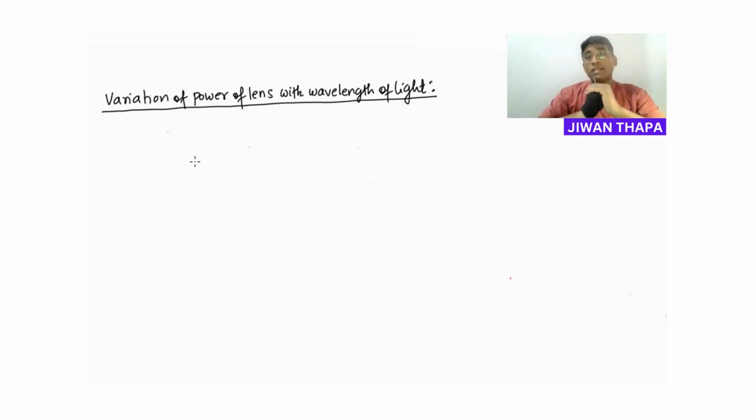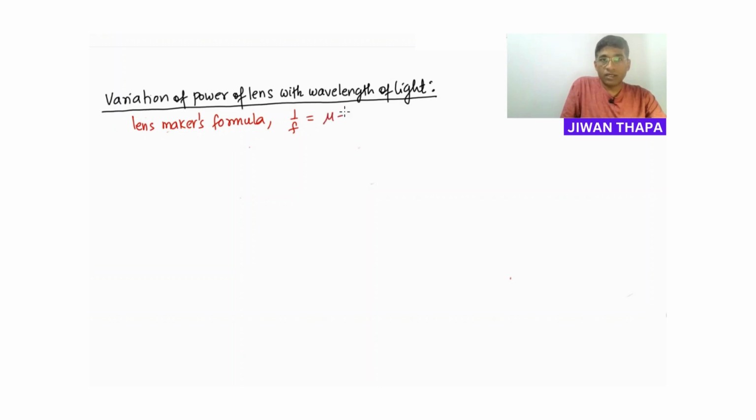Variation of power of lens with the wavelength of light. We know lens maker's formula: 1 by f, that is 1 by focal length, equals mu minus 1 times the bracket 1 by R1 minus 1 by R2. Let us call it equation 1.